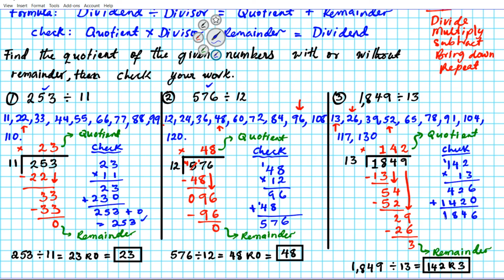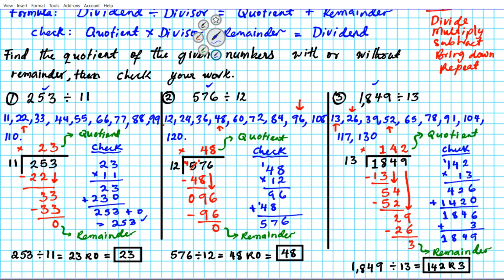Does this match our dividend? No. Oh dear. Do you see what the mistake is? What's missing? We have a remainder. We must add on the remainder in order for our check to be complete. Okay? So if we add on our remainder, we have 1,849. Is 1,849 our dividend? Absolutely. Check, check. Our answer is correct.